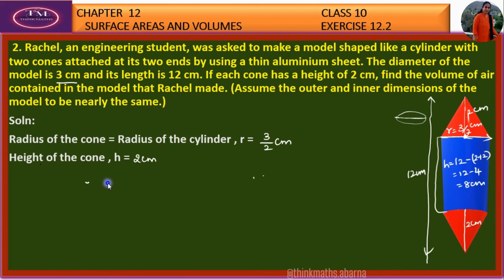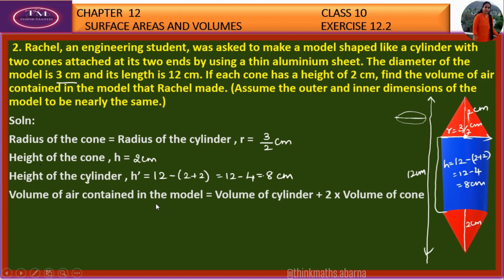To find the height of the cylinder, we have to do this calculation. From the total height, we have to take out the heights of the cones. So the height of the cylinder is denoted by h dash. So h dash is nothing but 12 minus 2 plus 2. So it is 12 minus 4, which is equal to 8 centimeter. So this is the height of the cylinder. Now we have to find the volume of air contained in the model. So it is nothing but the volume of the cylinder plus 2 into the volume of cone.